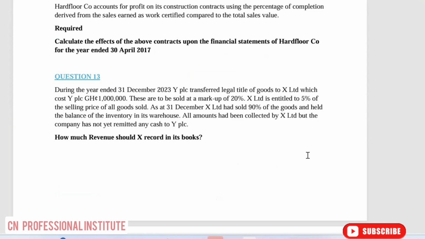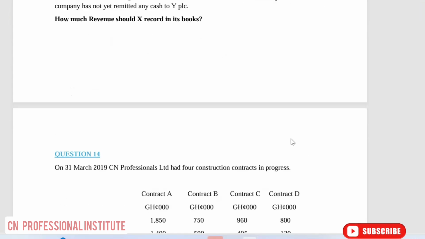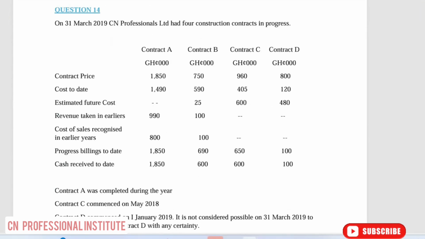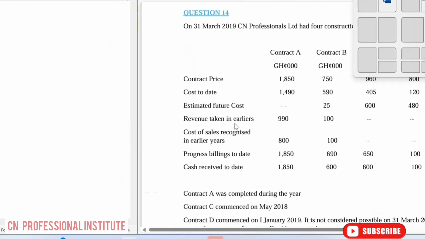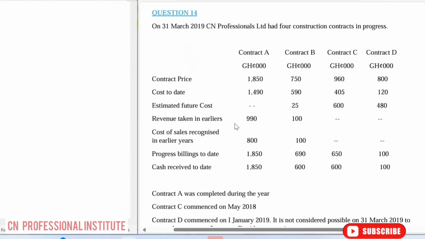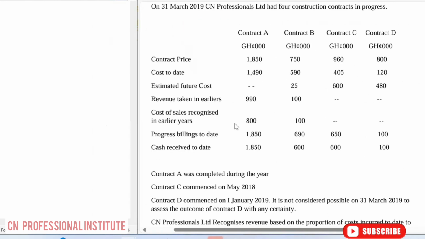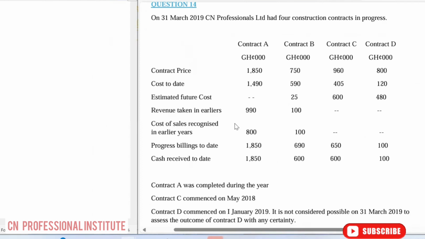Good. Now let's start with question 14. Question 14 has all the elements. We have a question where revenue has already been recognized for the first time, and therefore we are at the second or the third stage. We also have an onerous contract, where there's overall contract loss, and we also have where progress cannot be measured. So this is a very nice question to start with.